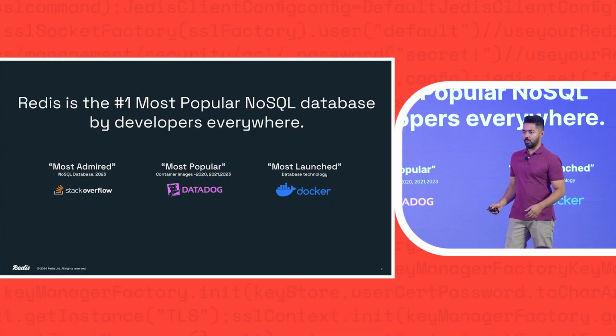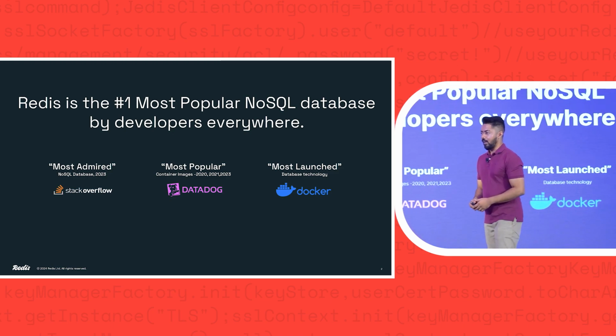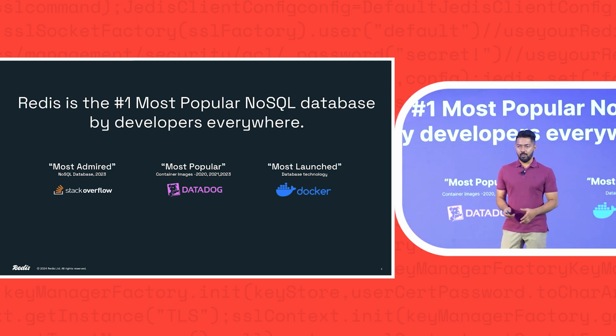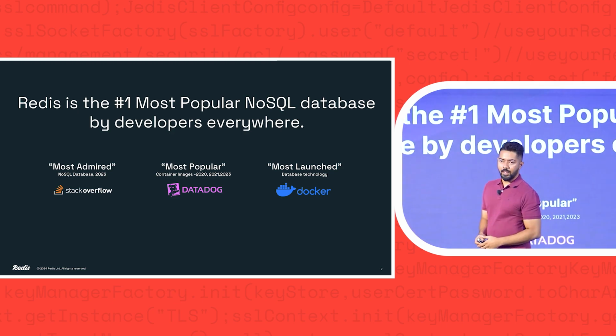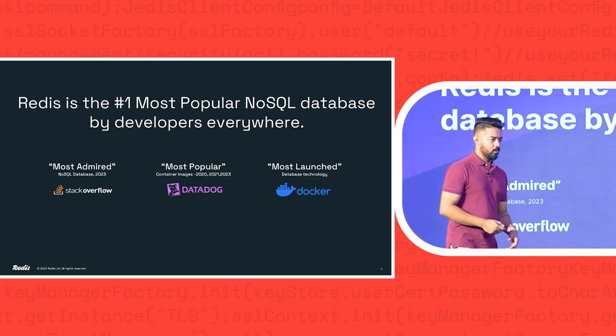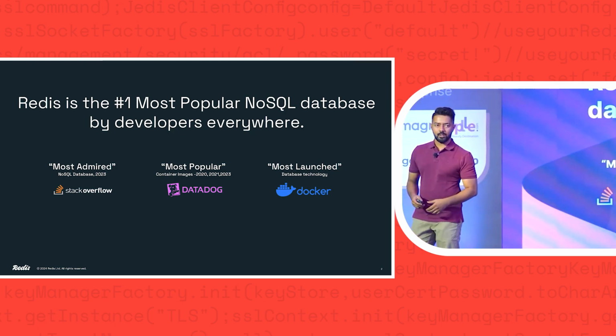And just before I get into the meat of it, I just want to introduce Redis for people who have not used it before, just in a single sentence. Redis is an in-memory key value store. It is the fastest database out there. And we don't take our word for it. You must have seen this slide before. We are the most admired, most popular, and most launched database on the planet.